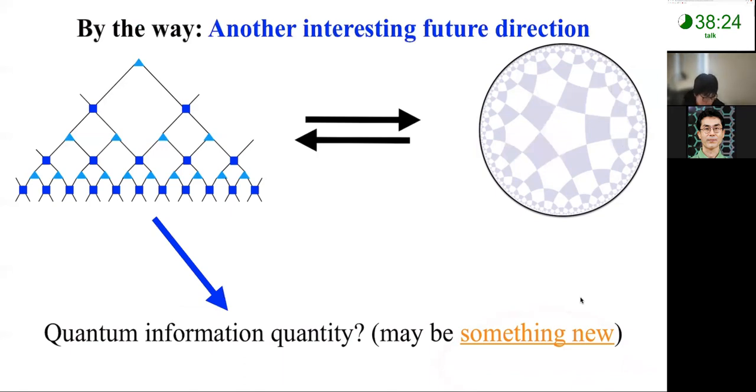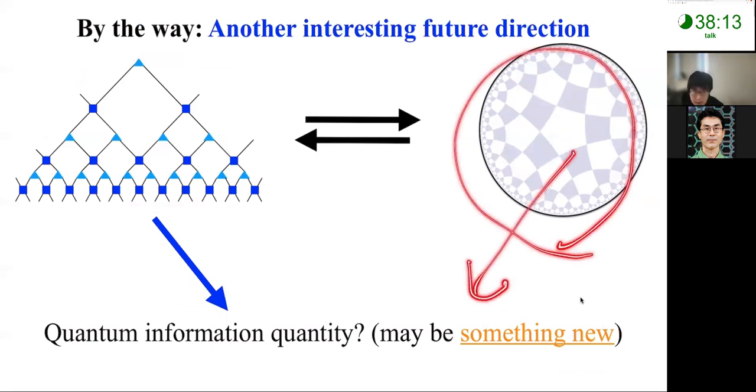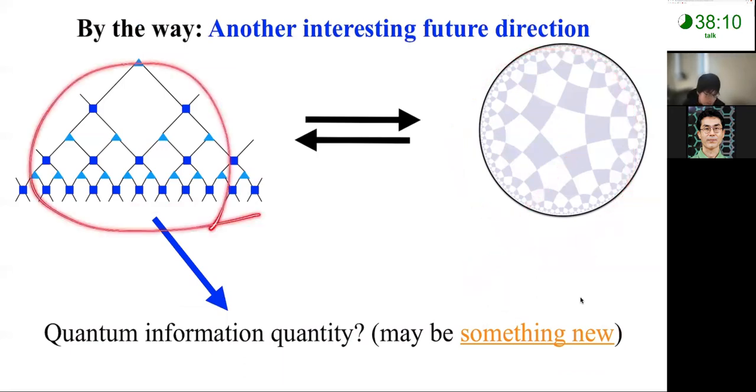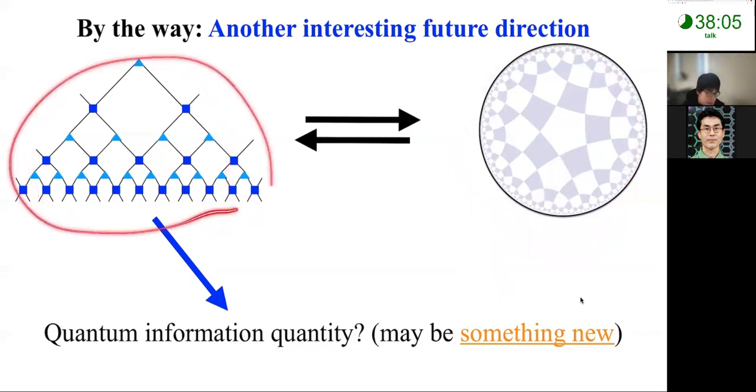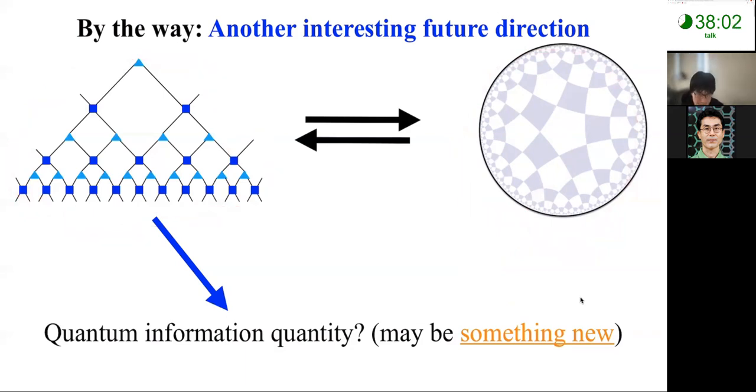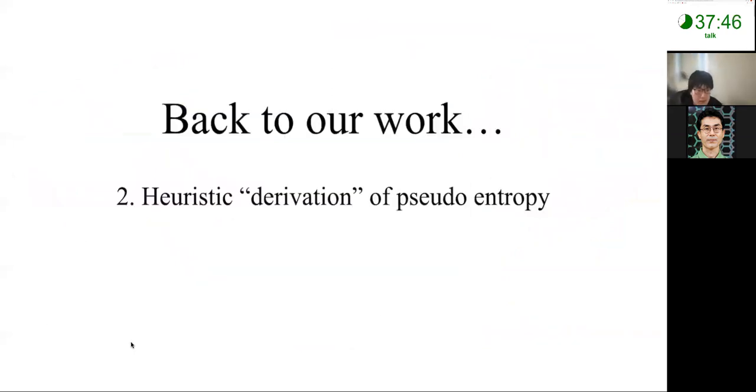By the way, as I have already explained, since we have a nice connection between tensor networks and gravity in AdS, although today I start from gravity and go to quantum information theoretic quantities, it's also natural to start from a tensor network argument, find some natural object defined within the tensor network, and find new quantum information theoretic quantities. So this is another very interesting future direction, although today I don't have any concrete discussion. It would be nice if we could discuss this direction. Okay, so let me get back to our work.